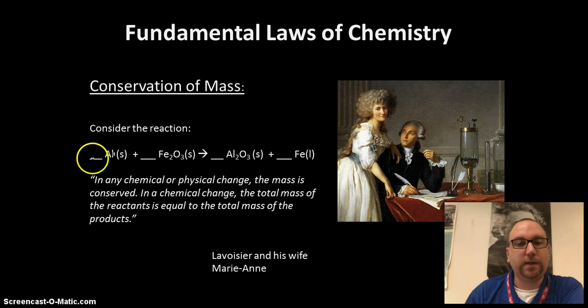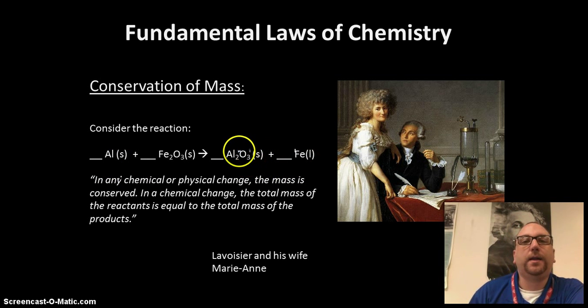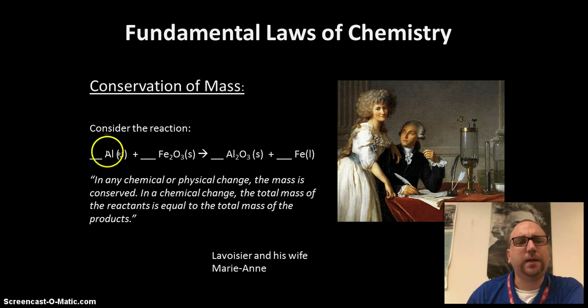So shown here is one of my favorite equations. This is the thermite reaction. You react solid aluminum with iron oxide. In doing that, you make a lot of heat, so you actually create liquid iron. It's very, very cool. And you also make solid aluminum oxide. But notice when looking at this equation that the number of atoms are not equal on each side. So we have one aluminum atom, as shown right here, and we have two on this side. Same thing happens with iron.